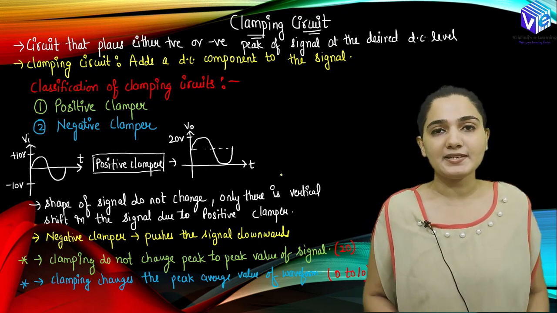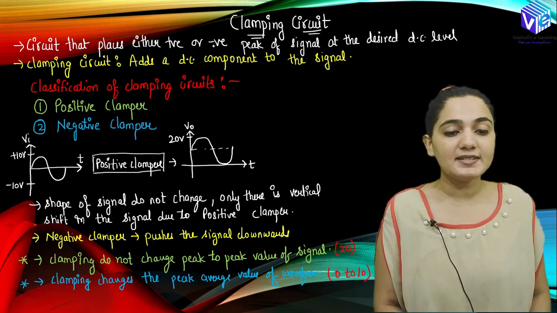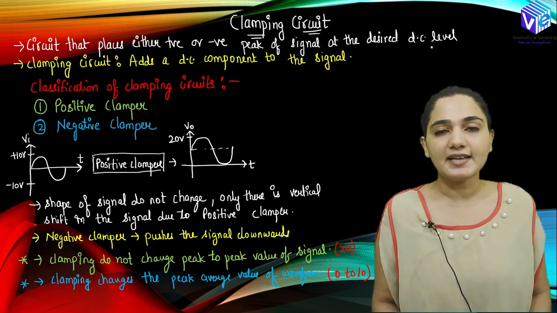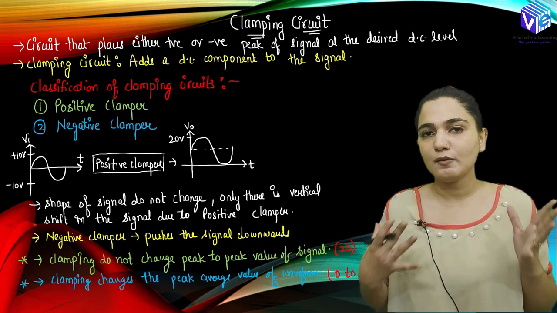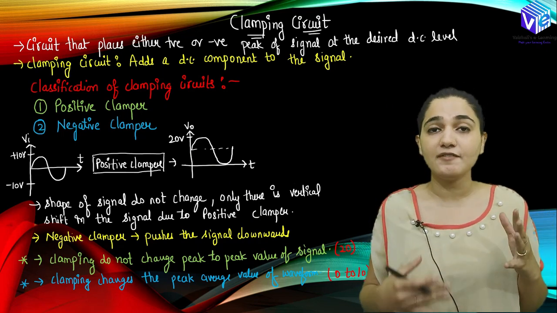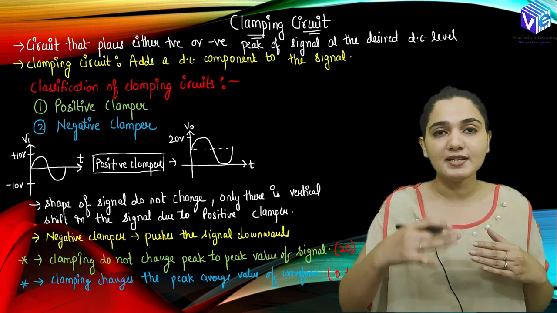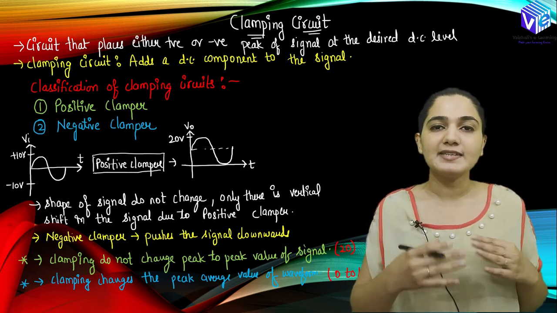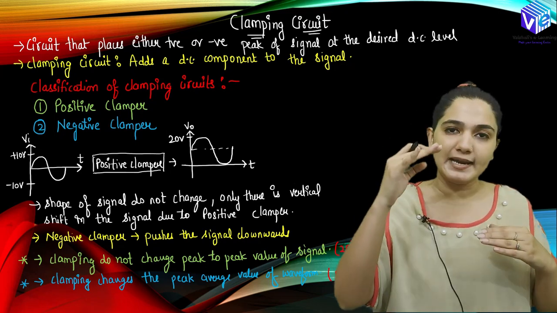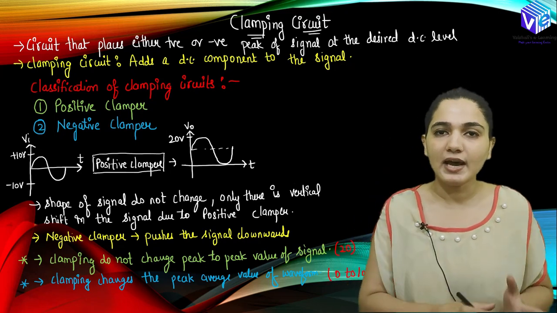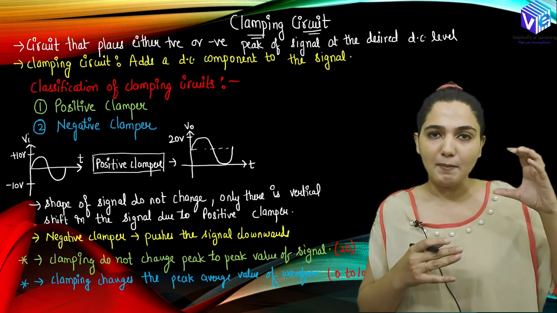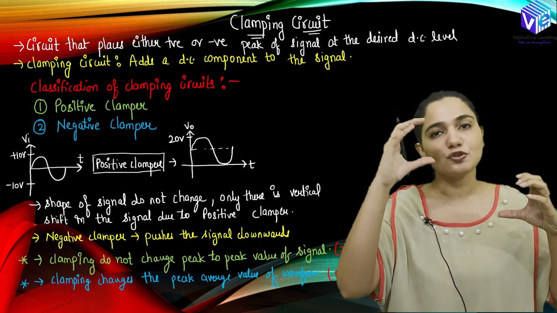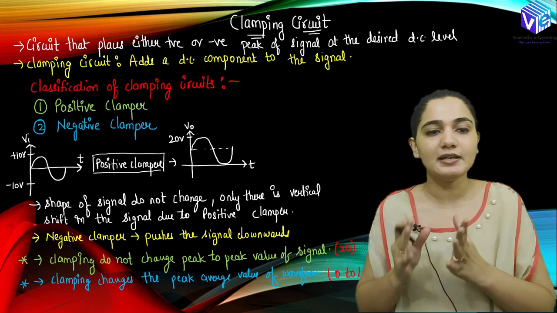So what is a clamping circuit? It is a circuit that places either the positive or negative peak of the signal at the desired DC level. Let's suppose my signal was from -5 to +5 and I want to clamp the signal, moving it by a DC level of +5. Now my signal would be from 0 to 10, and I can do this with the help of a clamper circuit. From -5 to 5, I have moved the signal upward to 0 to 10, right? So this is how I can clamp the signal.